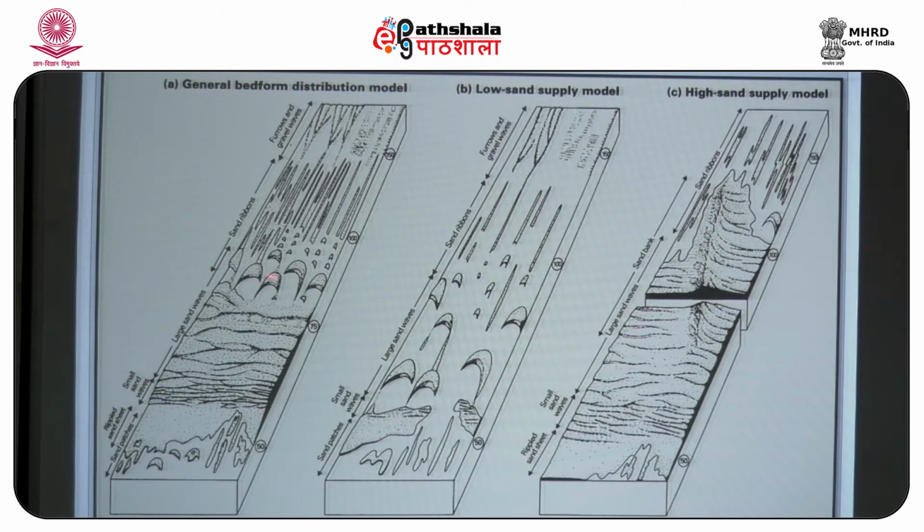Now, the size of bed forms increases towards land up to a certain level, that is up to the extent of the shallow marine environment.